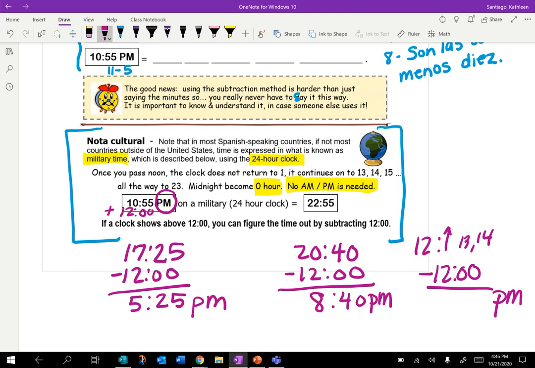If you have any questions about military time or the 24-hour clock, please just let me know. I wanted you to be aware of it because it is used in most of the rest of the world. All right, guys, I hope those notes helped. And now you have mastered all of the different ways of telling time in Spanish.